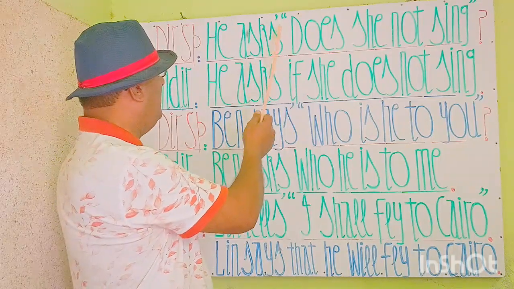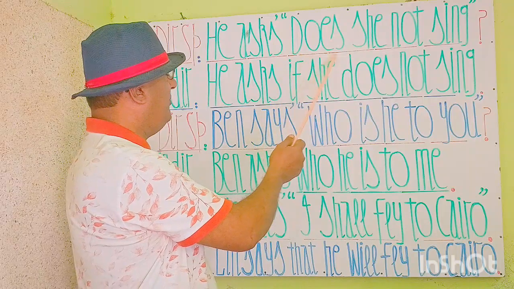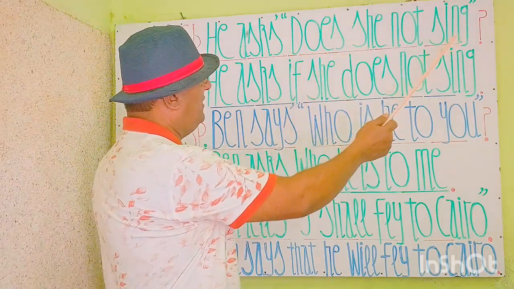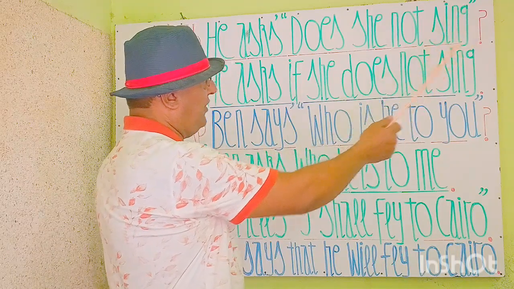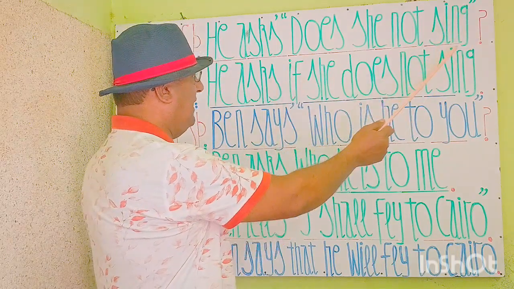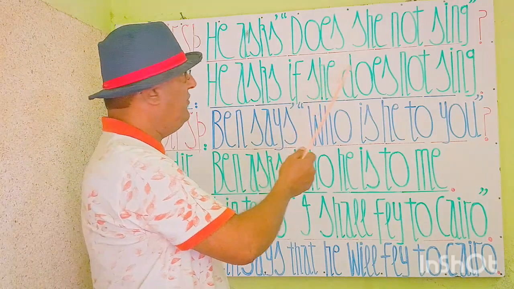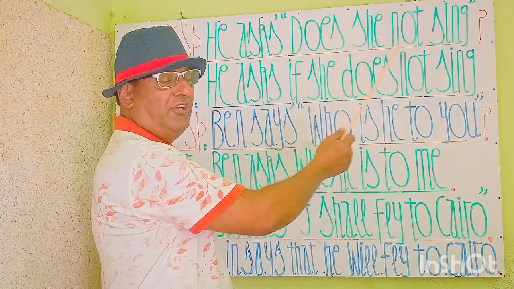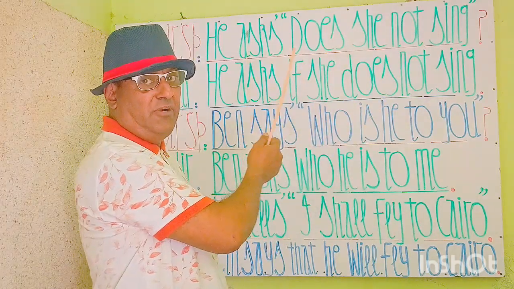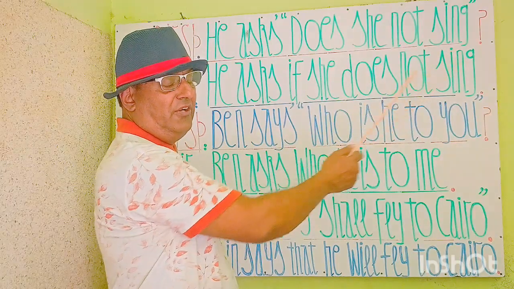He asks, comma, inverted comma starts, does she not sing? Commas close, interrogative sign. This is a double interrogative, an interrogative negative question. He asks, comma, inverted comma starts, does she not sing? Commas close, interrogative sign.